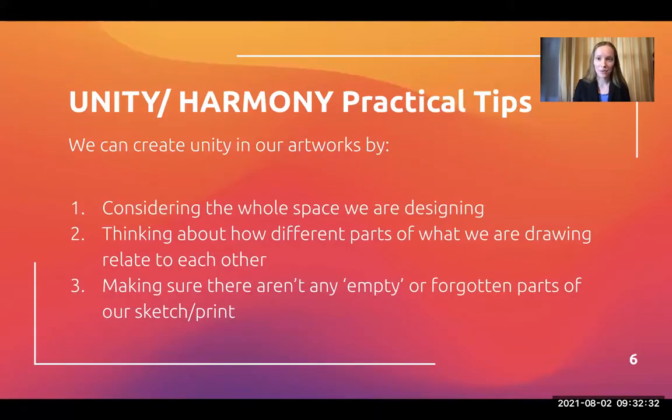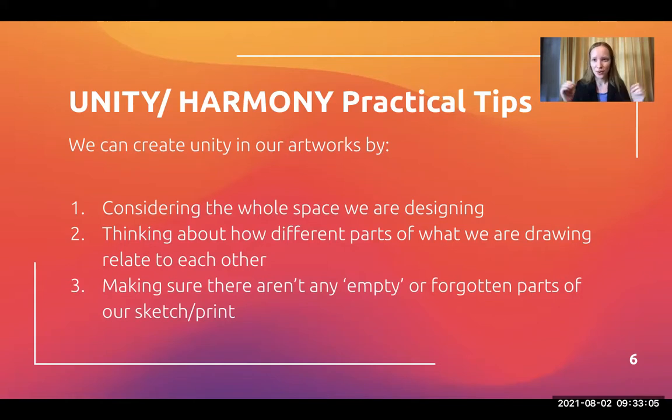Here's some practical tips for how we can create unity and harmony in our artworks. One of the first things you can do is consider the whole space you're designing. You're going to think about what parts you're creating and how they're going to compare to each other, how they're going to compare in size, how they're going to compare in what they are. What are you drawing? If you're drawing a circle and a triangle, is there a relationship between them? Maybe if you add more circles and triangles and mix them up in your picture, then it'll look like it fits together. And we're going to make sure there aren't any empty parts of our picture.